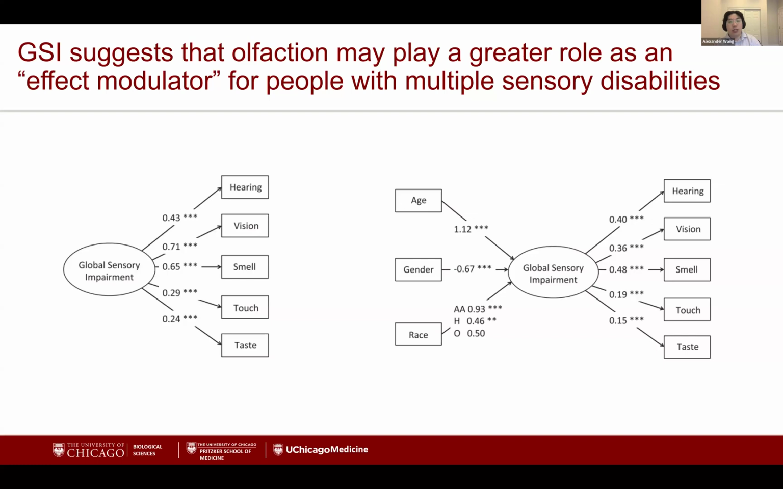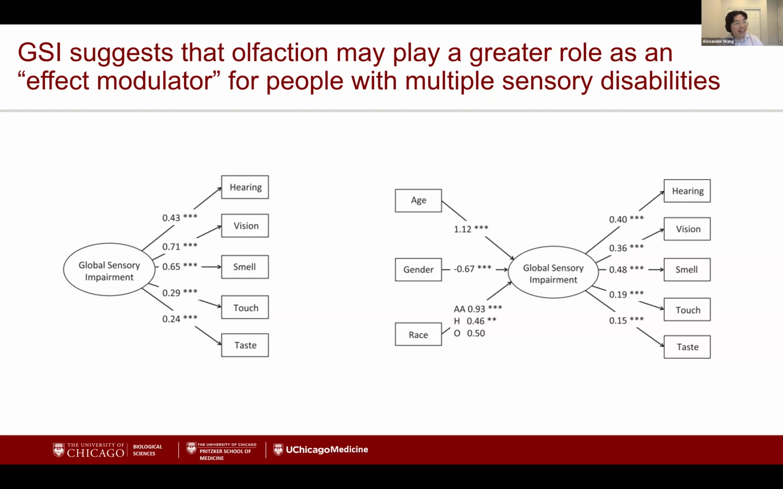On the figure on the left, we see that GSI is very strongly associated with hearing, vision, and smell. When they controlled for other factors, age, gender, race, they saw that olfaction and hearing were still strongly associated with GSI, right? And so the potential explanation is that olfaction, and maybe to a lesser extent hearing, may be effect modulators for patients with sensory disabilities via this shared underlying mechanism.